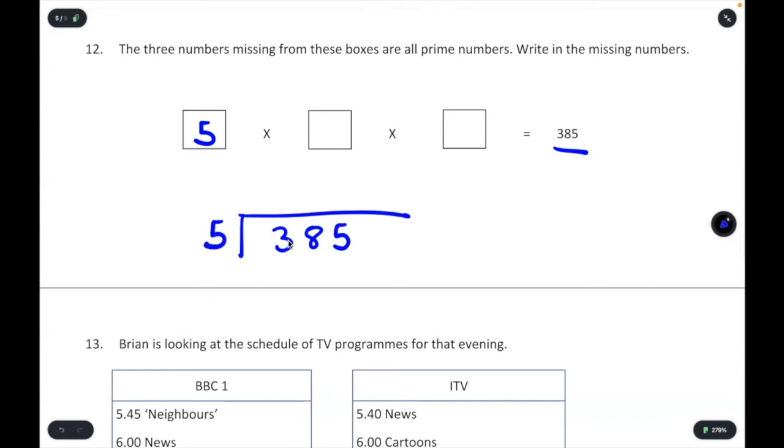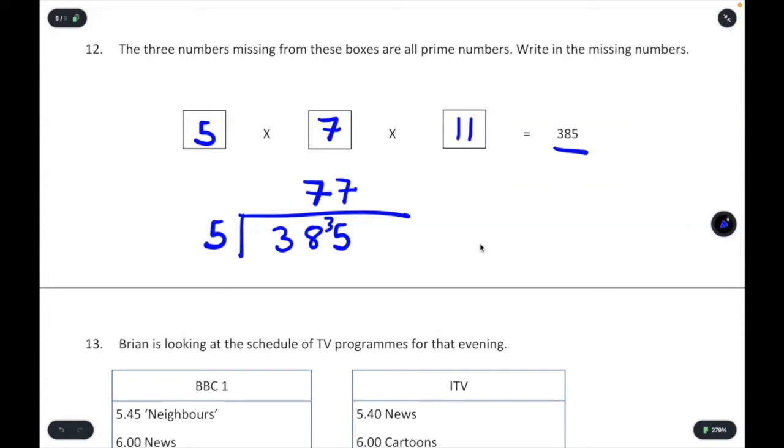5 does not go into 3. 5 goes 7 times into 38 because 7 times 5 is 35. We've got a remainder of 3 there, and 5 times 7 is 35 again. So we need to find two numbers that multiply to give 77, and 7 and 11 do the job.